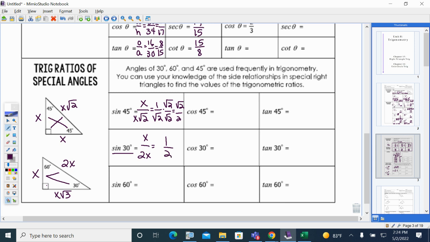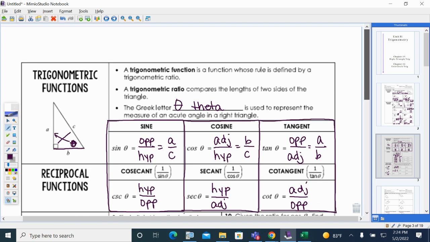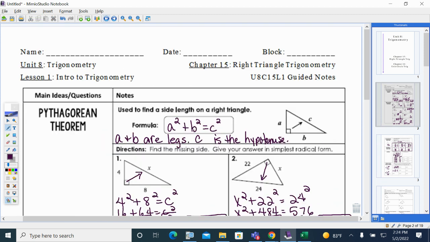Again, if you know those ratios, you know those special sides of those right triangles, finding these becomes a lot easier. So those are your notes for Chapter 15, Lesson number 1, Intro to Trigonometry.